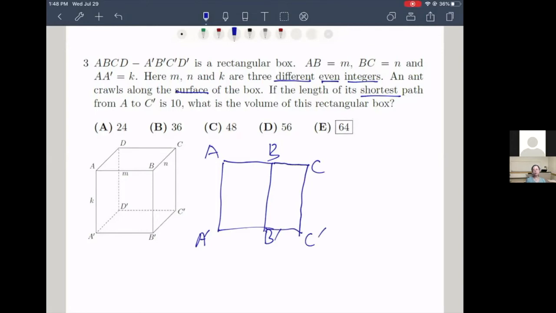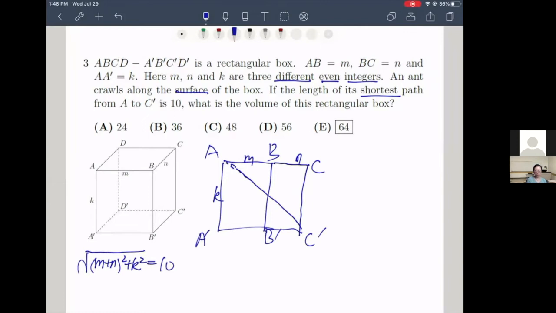Let's unfold these two surfaces so that it is flat. Okay, and with that, we know that the shortest path between A and C prime is just to connect them, right? And AB is M, AA prime is K, BC is N. Therefore, we have the square root of (M plus N) squared plus K squared is 10.